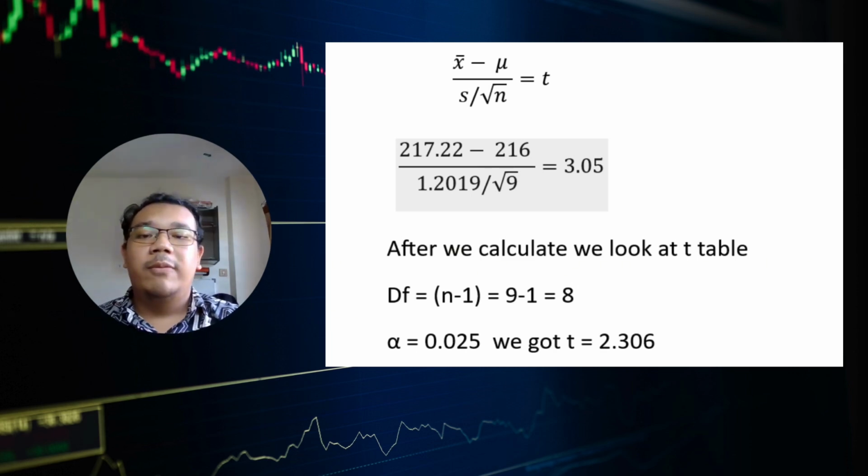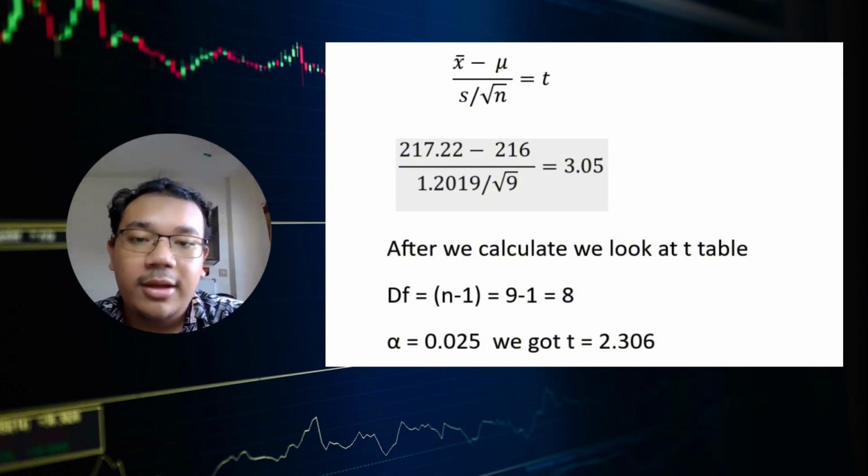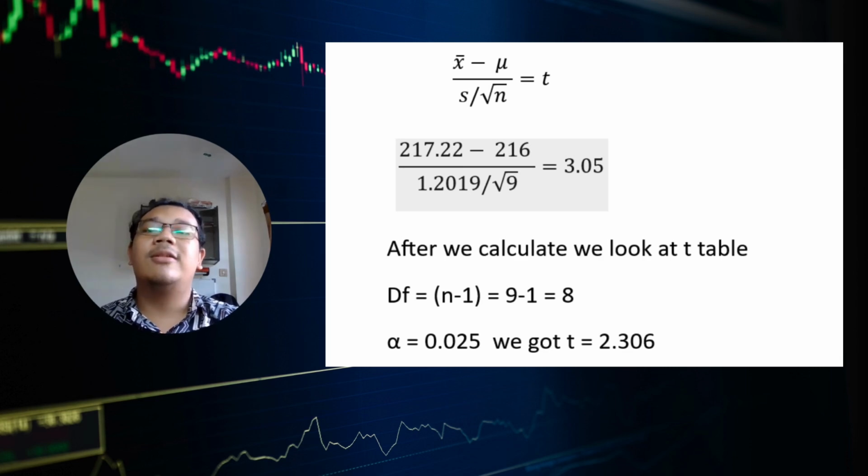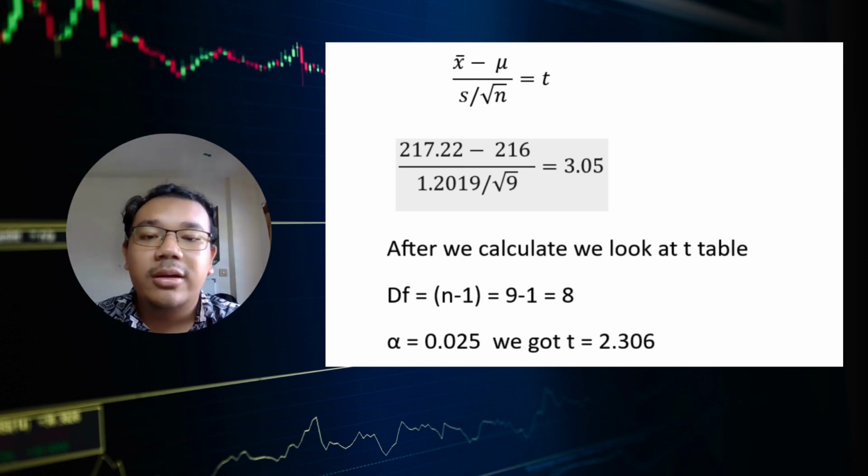Before we continue to the table, we have to find the degree of freedom, that is n minus 1. Our n is 9, minus 1 is 8. Also we have to know our significance level, that is 0.025. And we got our t value, which is 2.3006.